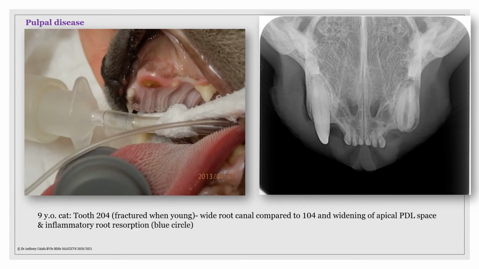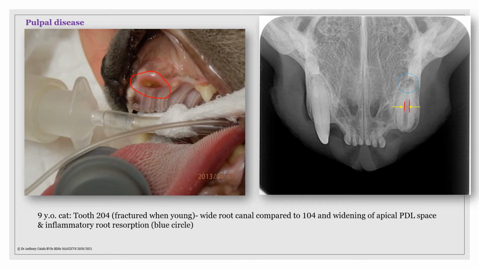This is a similar case to the previous slide, but this is a bit more interesting. This cat actually fractured its tooth 204 when it was around 1 year of age. So this tooth has stayed in this situation for 8 years, so the cat's now 9 years of age, and the cat presented because it had facial swelling in this area. So the side of the face is swollen up, and if you look at, again, the pulp, look at the radiograph on the right hand side, the pulp is quite wide. And that also indicates that this tooth died when the cat was quite young.